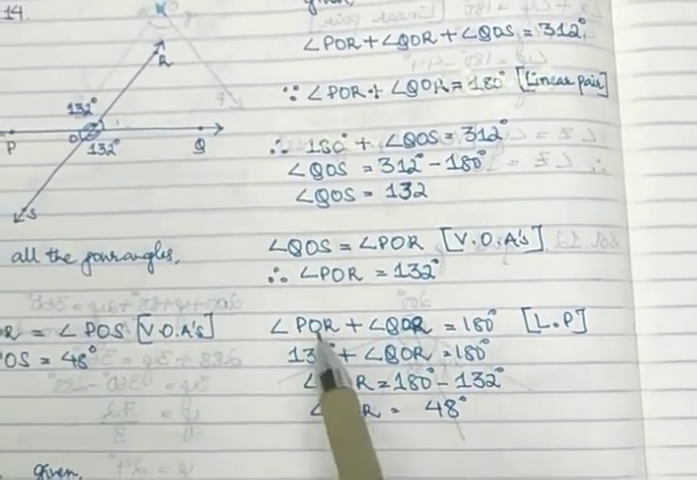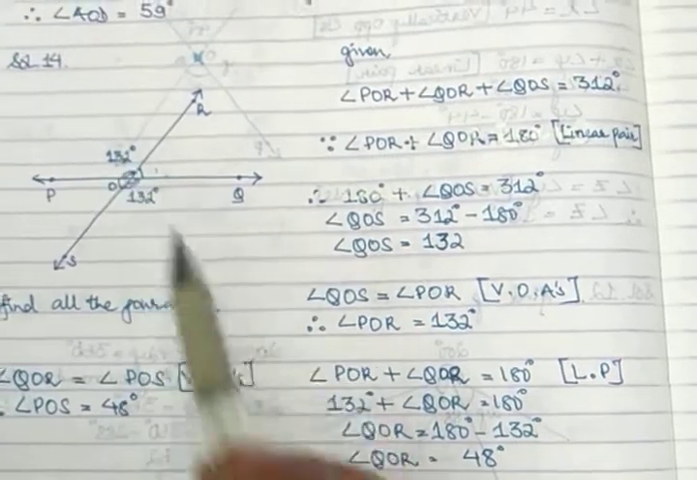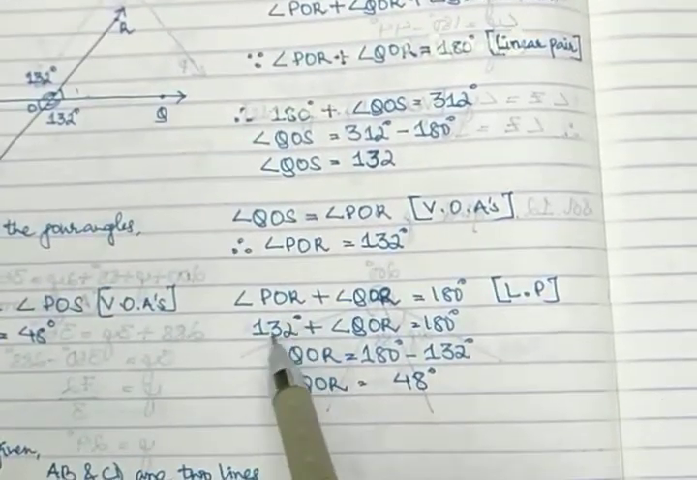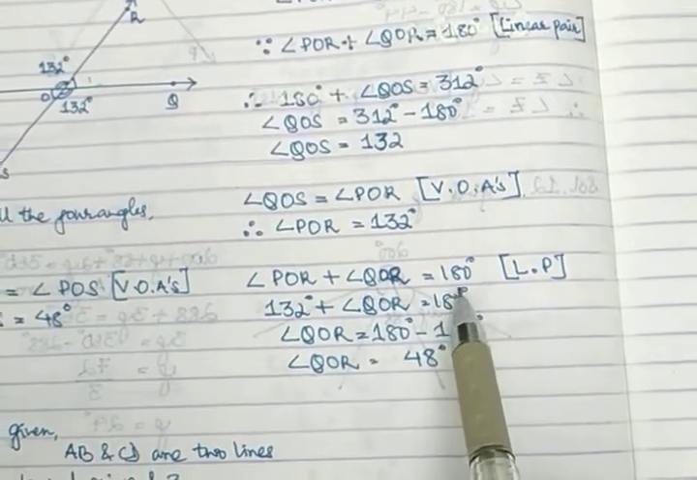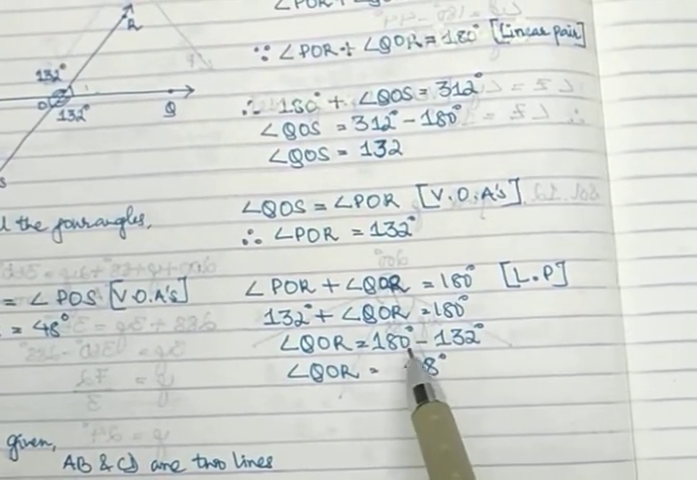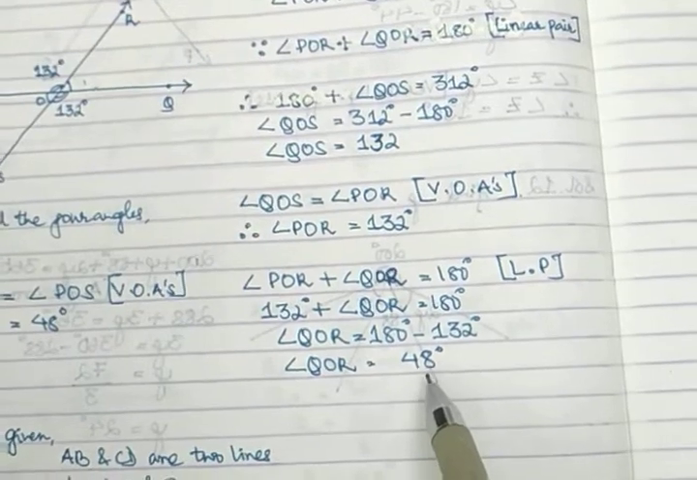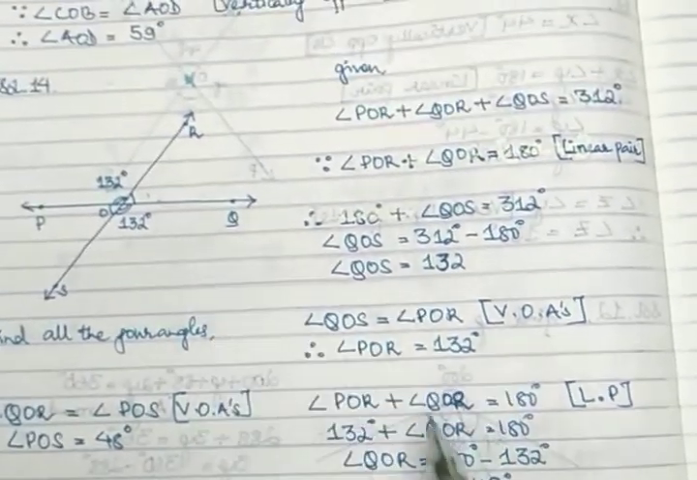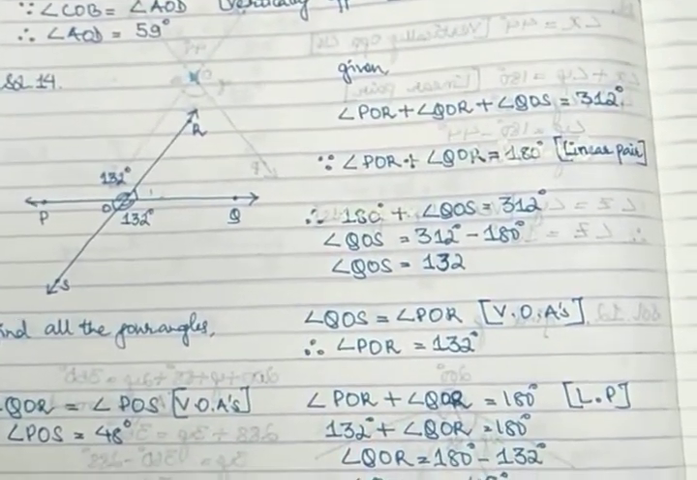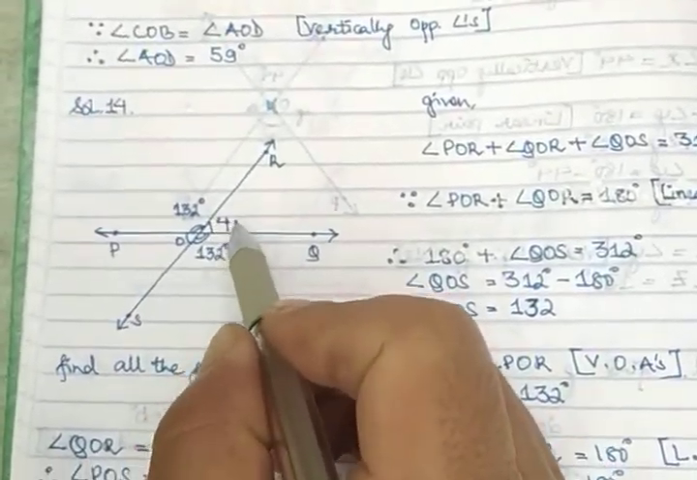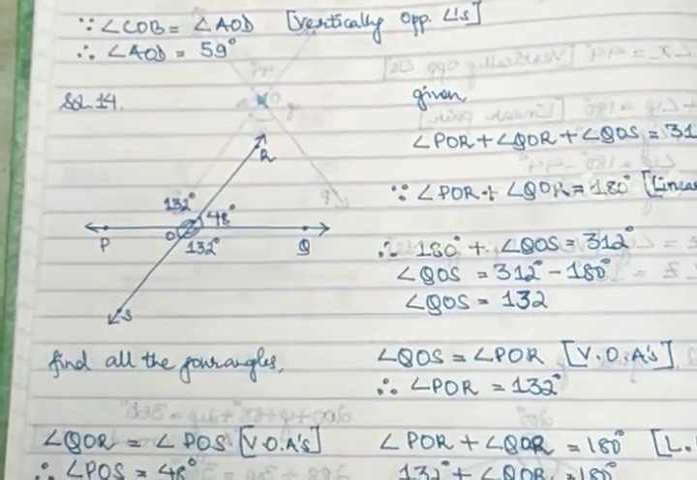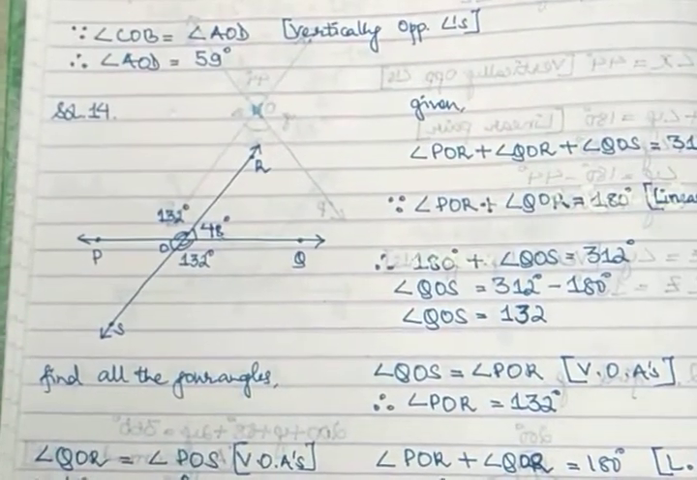Now POR, we got the value as 132 degrees. So I have substituted here: 132 degrees plus QOR equals 180 degrees. 132 goes to the other side and becomes subtraction. So 180 degrees minus 132 degrees will give us 48 degrees. So which angle did we get? We got angle QOR as 48 degrees.